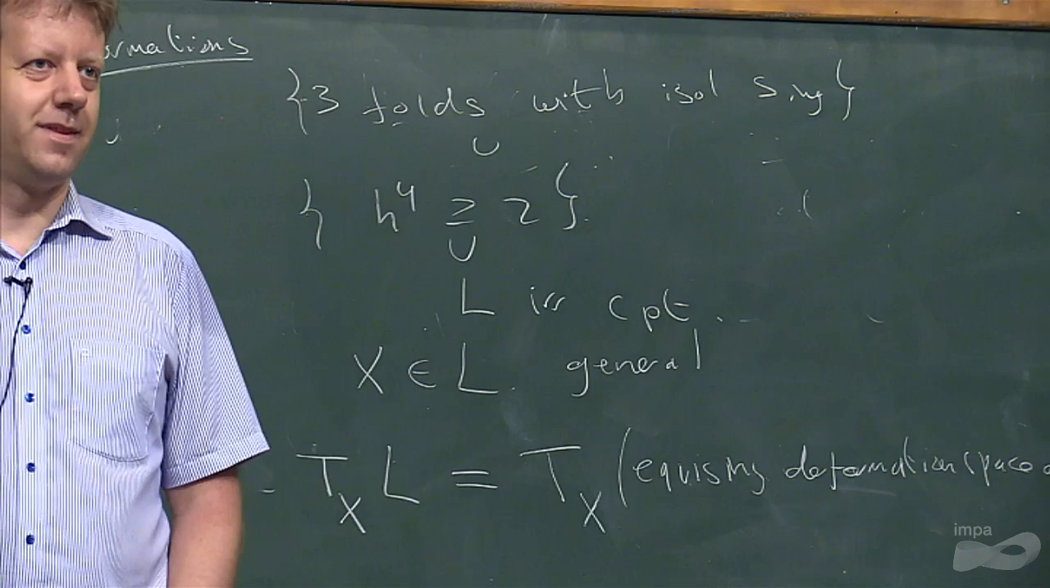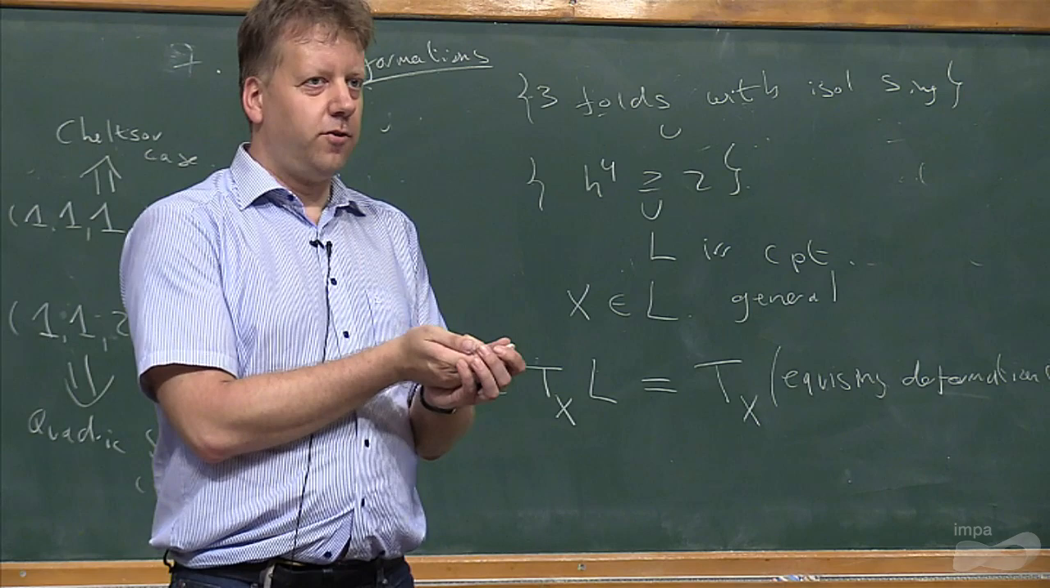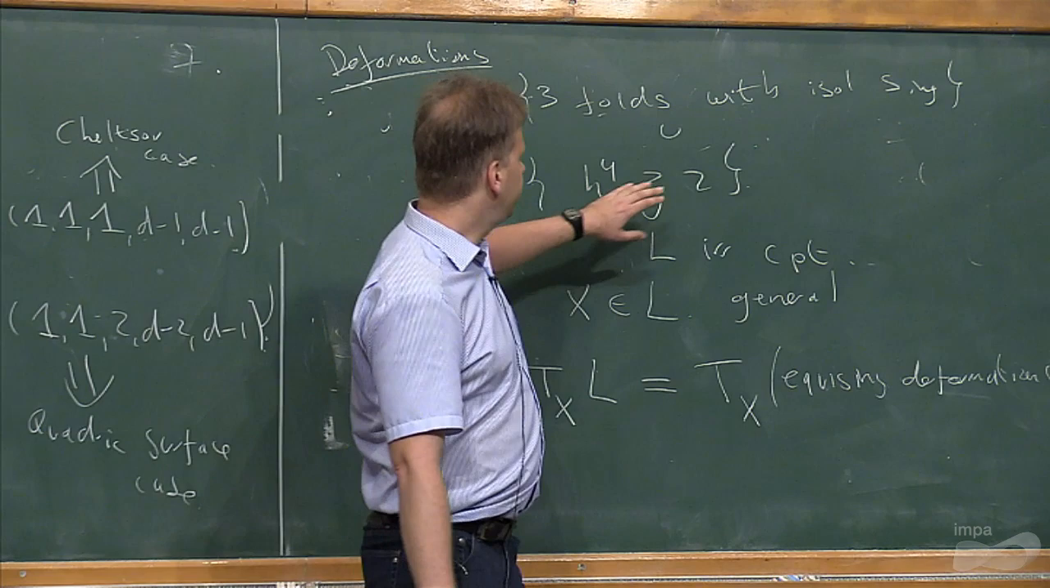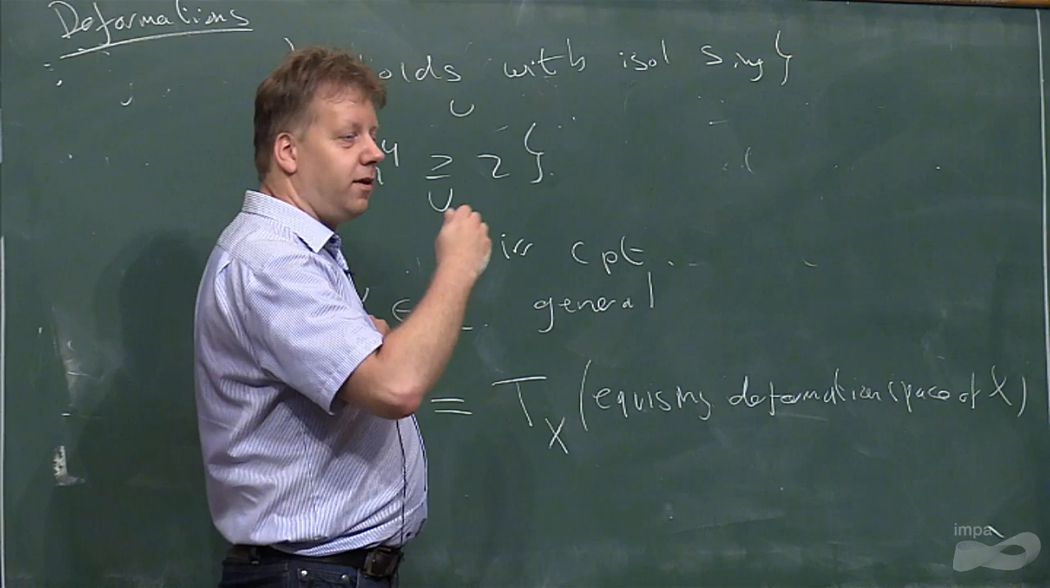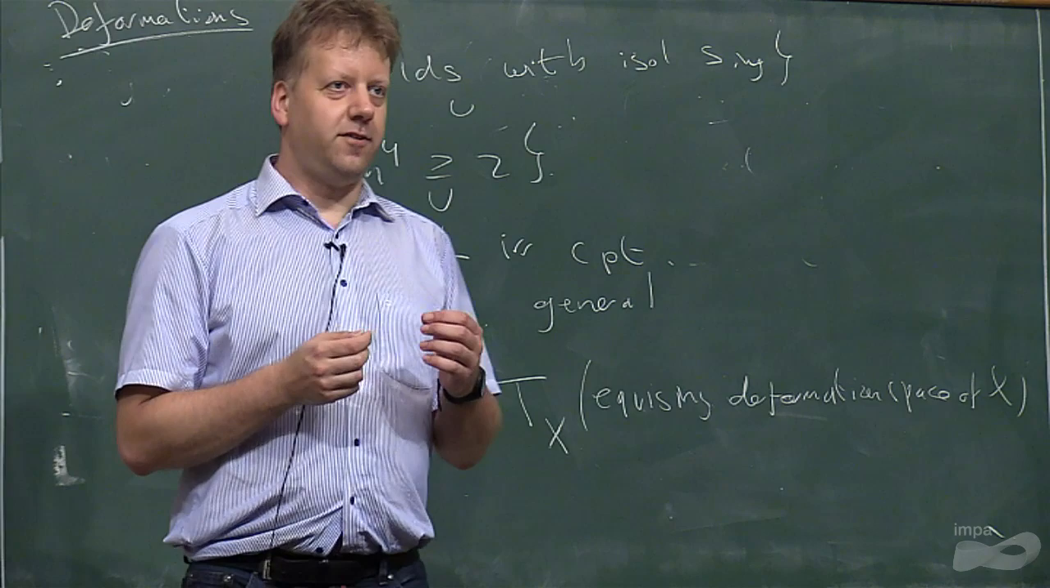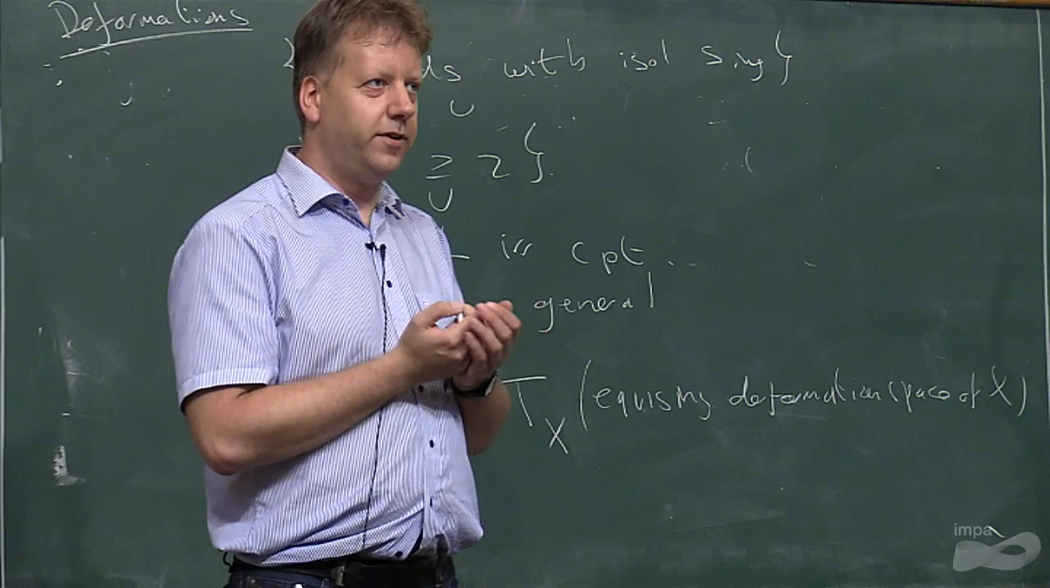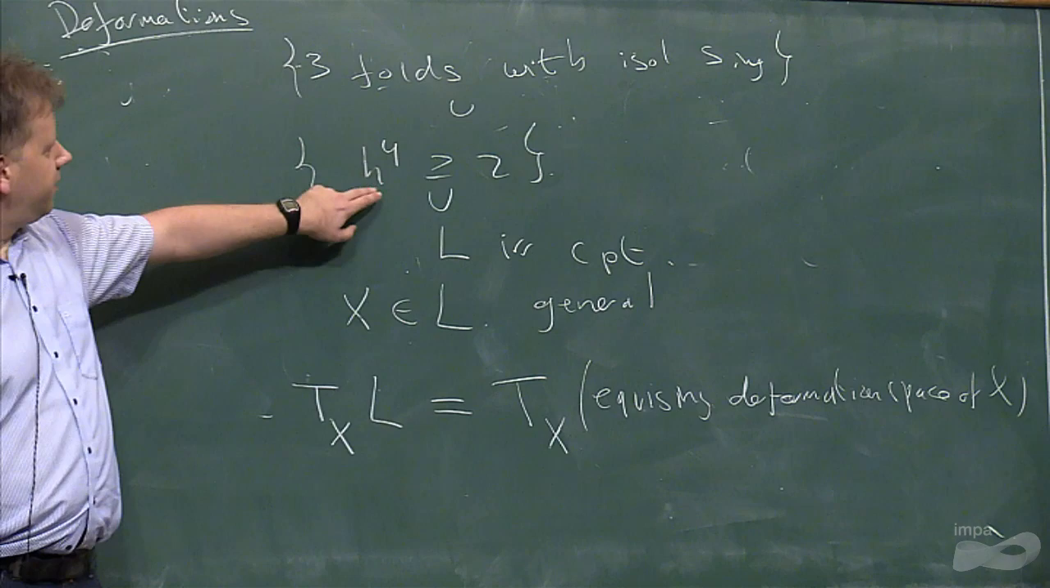So if I have a nodal surface and I deform it as a nodal surface, then this number h4 doesn't change. So if I would consider here only nodal surfaces, then I had only to ask that X deforms and the nodes deform with it. If you have more complicated singularities, then a singularity has also moduli. So you have to deal with that. And the way to require that this Betti number behaves well, one way is to look for equisingular deformations.